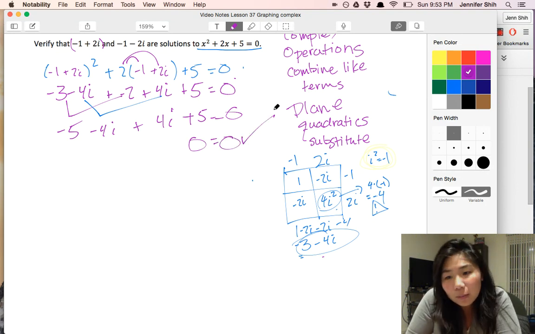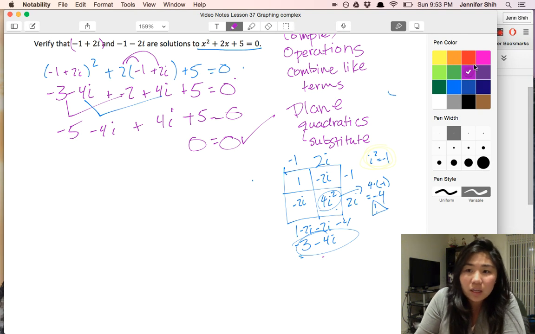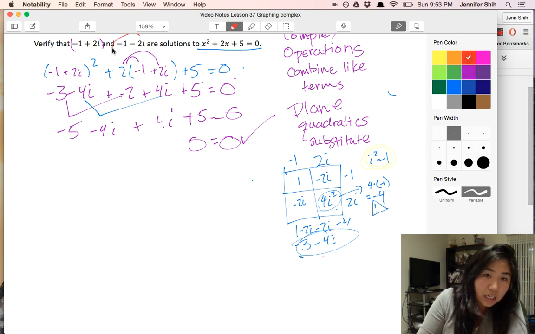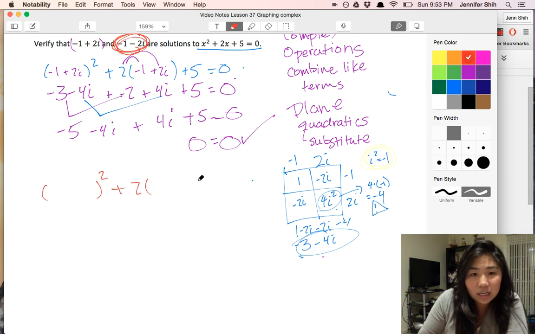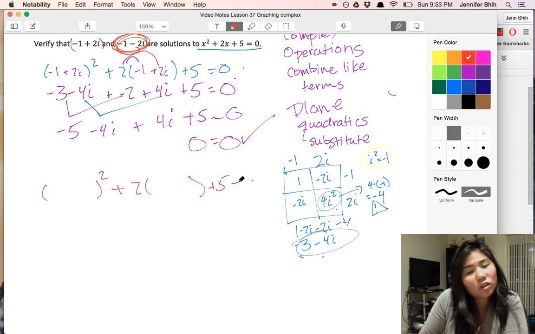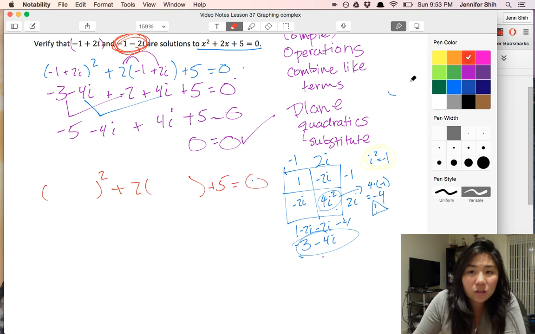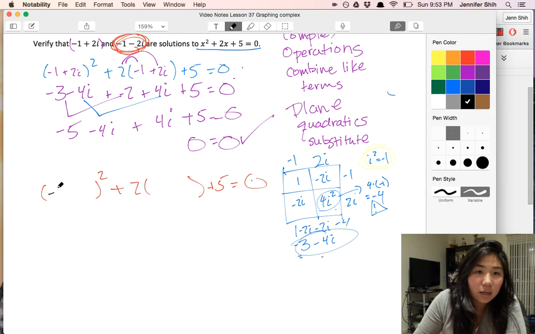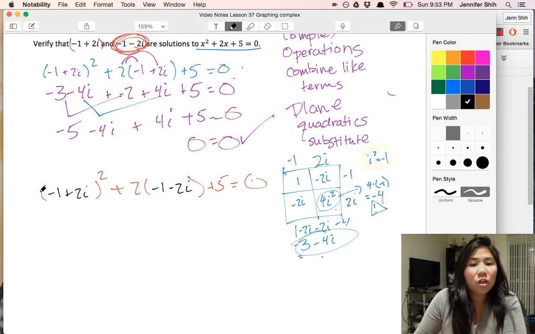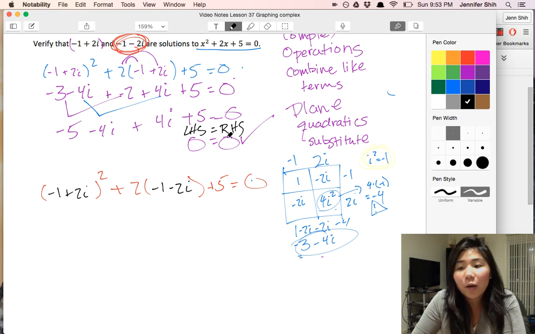For the sake of time in this video, what you are going to do is take negative 1 minus 2i, and verify that it is indeed a solution or not to this quadratic. So you need to fill this out: negative 1 plus 2i, negative 1 minus 2i. Show your scratch work and verify that indeed the left-hand side of the equation is equal to the right-hand side of the equation. Okay, now we're going to move on to graphing it.